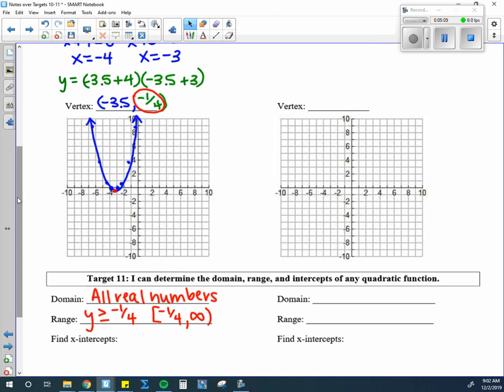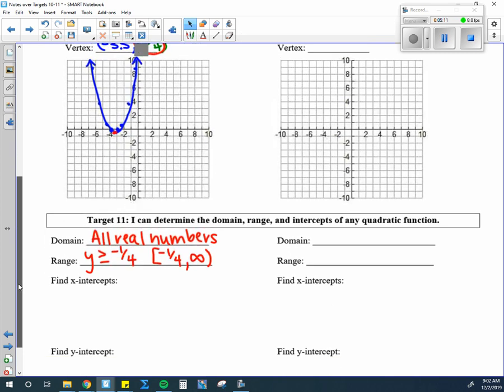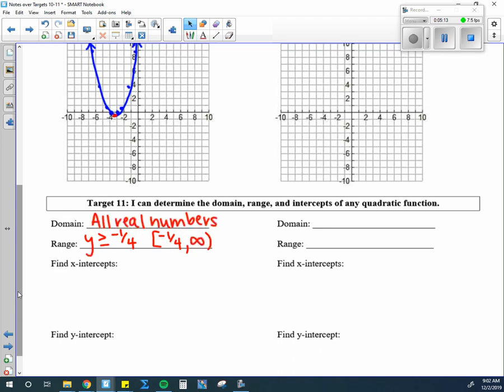For my intercepts, we actually already found our x-intercepts. Remember, they are -3 and -4. So I'm just going to write them as coordinate points. So I'll have (-3, 0) and (-4, 0). And remember, to find the y-intercept, we're going to plug in 0 for x.